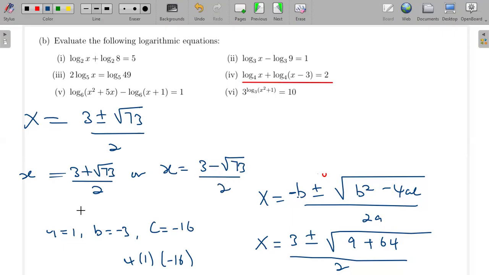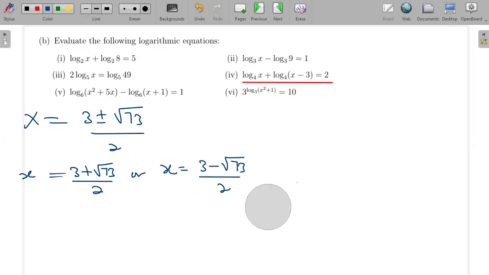Okay, so if you have a calculator, you can punch this in to get the actual answers. But for me, I'm just going to leave them here. But if you have a calculator, you can punch it in, and then you get the actual answers. All right, so any questions there, guys?